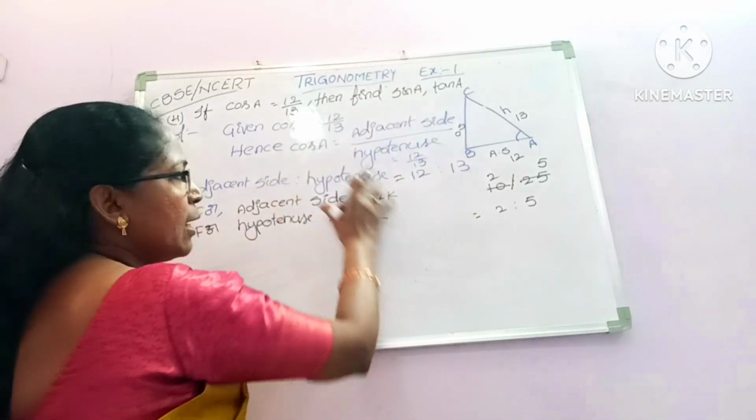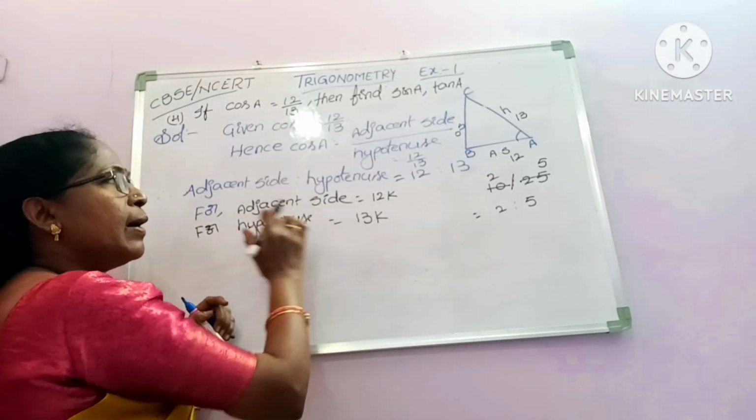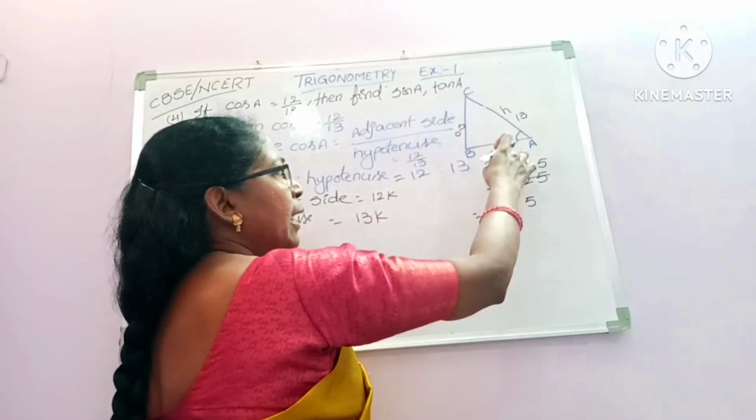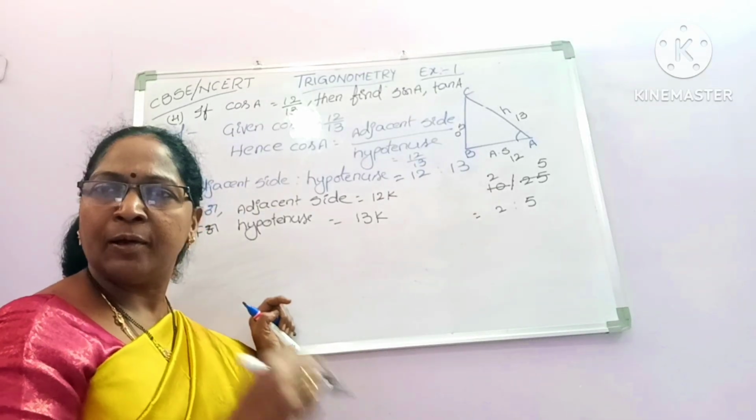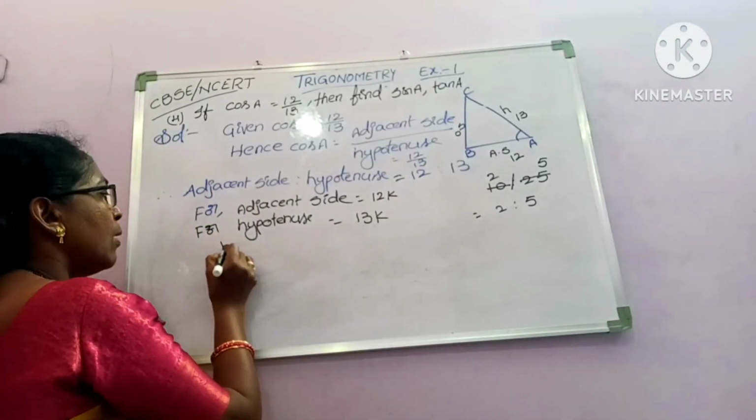Now here, first you have to represent it here. Only two side values we know in the right angle triangle, the other side we don't know. Whenever the other side is unknown, always you have to follow another theorem, that is the Pythagoras theorem.